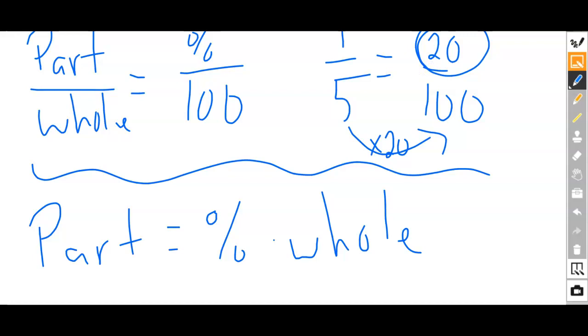If they give me a percent, if they give me the percent on anything, I would use the equation. So let's say they give me 5% of $60. We would go 0.05 times 60.